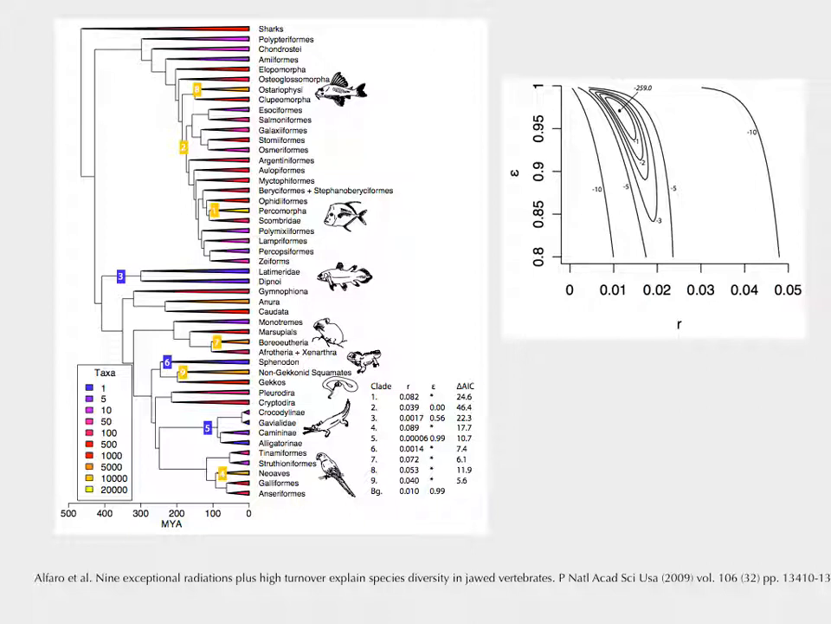In this paper, what they do is estimate net diversification rates. We looked at this in the previous class, so all these different groups, and found out where rates were highest and lowest.